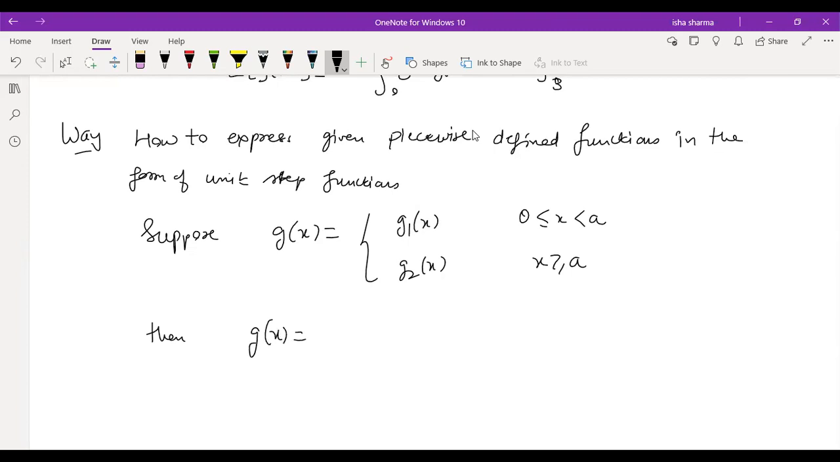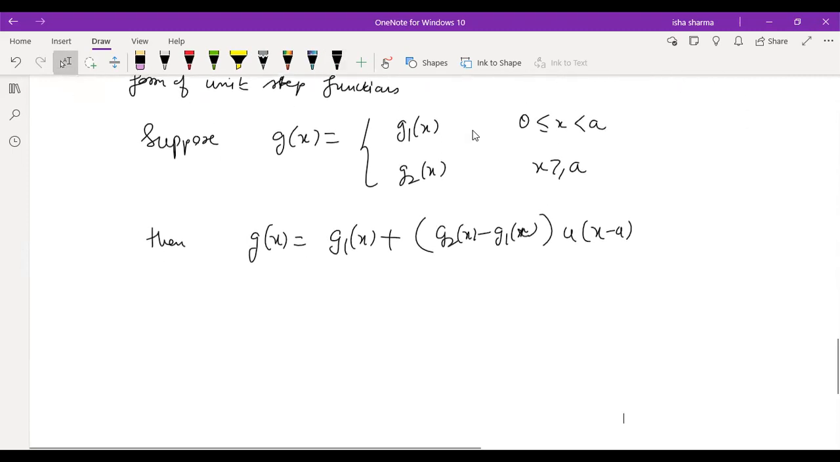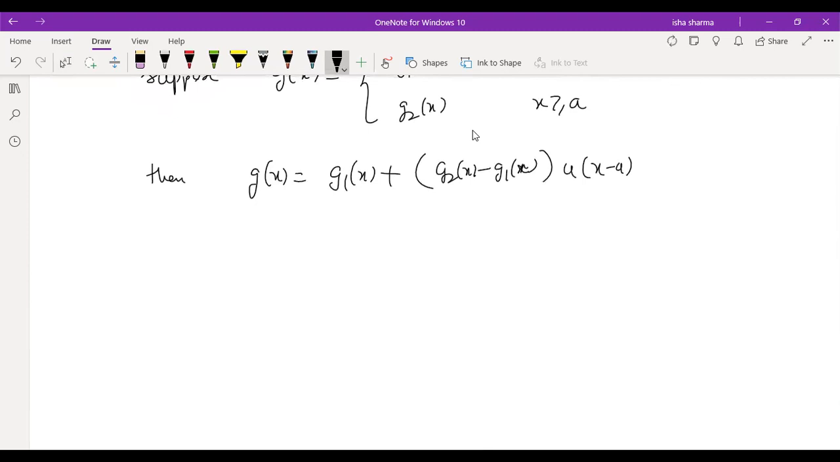So this g(x) is going to be g1(x) plus (g2(x) minus g1(x)) into the unit step function u(x minus a), where a is the same point where we have the discontinuity in the original function, right? So you can check it now for any example, that why this is going to be true. Now I'm going to show you for the example which we just considered.